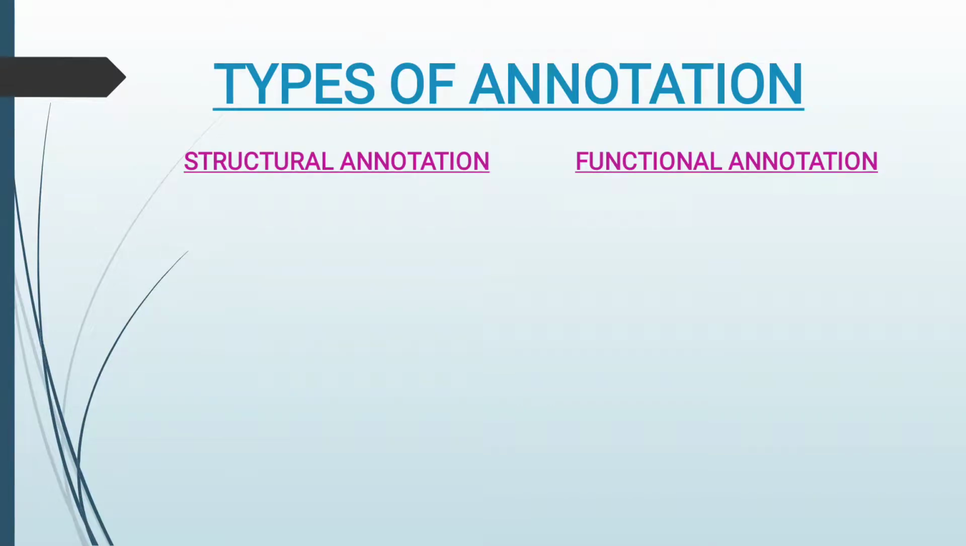As the name implies, in structural annotation you will be focused on the structure of the gene. The proteins present in the gene, their 3D structure, their quaternary structure is assessed with the help of structural annotation. In functional annotation, we are more concerned about the functions of a gene and the functions of the protein.